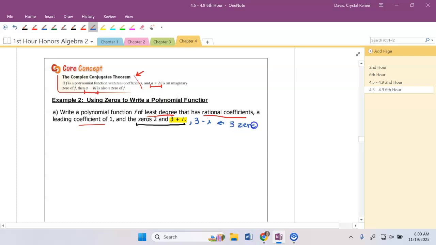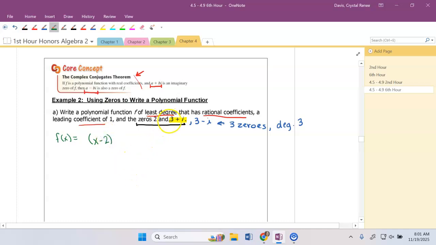3 zeros. And so when it says of least degree, that just means that we want the degree of this function to be 3 as well. We're not going to add any more zeros. We're not going to do more than we have to do. So what I'm going to do is create a function, f of x equals, and remember, if 2 is a 0, x minus 2 is a factor.